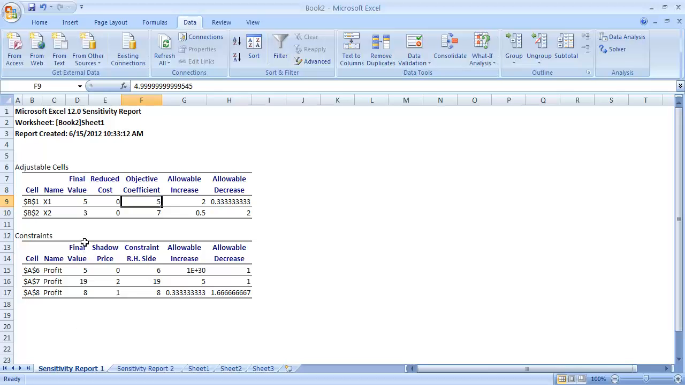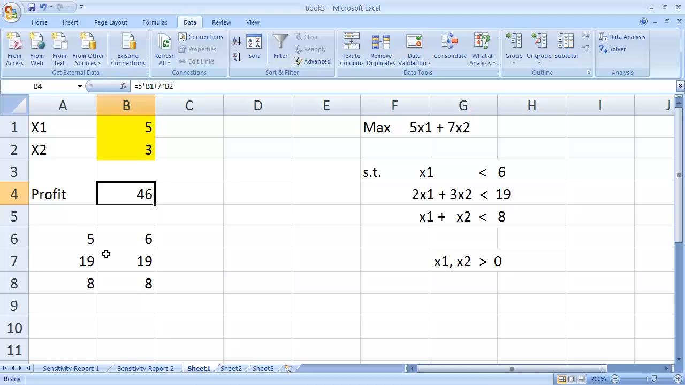The first thing you see here is the final value. This is the left-hand side value of each of those three constraints. Let's look and confirm that. So this is the same thing. The left-hand side of a less than constraint typically represents the amount of a particular resource that we're using. The right-hand side represents the amount we have available.